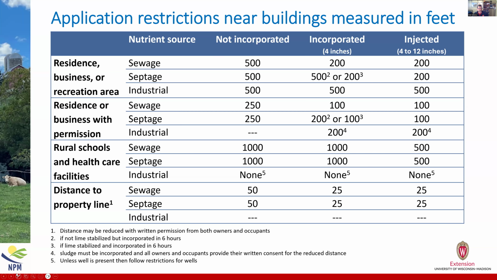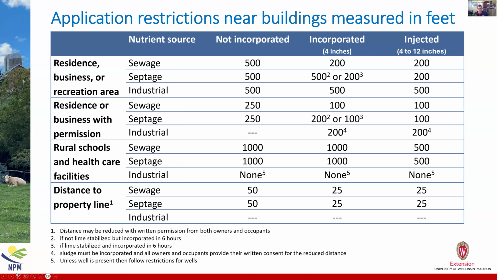That 500 or 200 feet for septic is based on whether or not there's lime incorporated, mixed in with the material, and it is incorporated within 6 hours. And then injected, we have the distances there for injection, which the DNR defines as 4 to 12 inches into the soil. There is a provision for businesses or residences to provide permission to lower the distances. So for non-incorporated, it goes from 500 to 250 feet if there is permission. And the same thing with incorporated and injected, those distances are lowered.